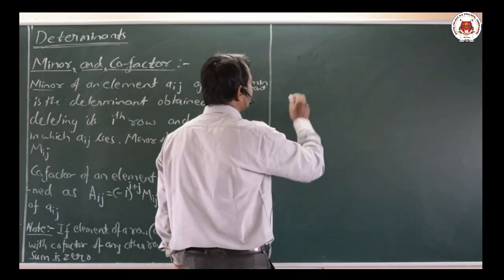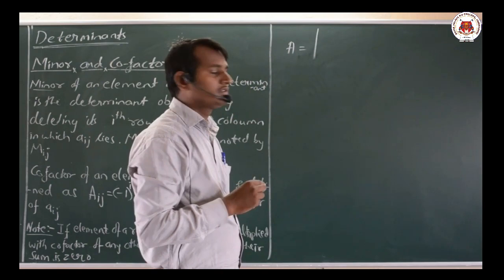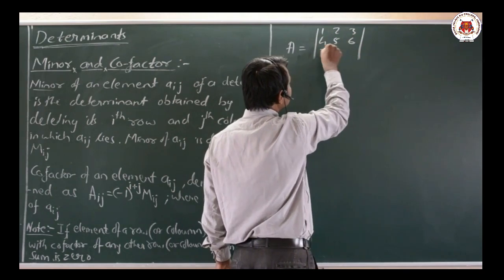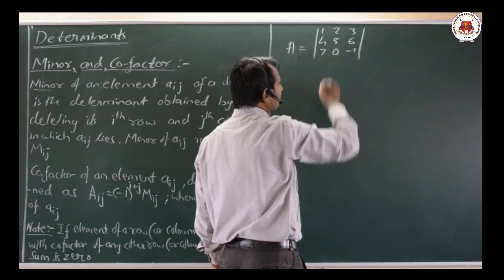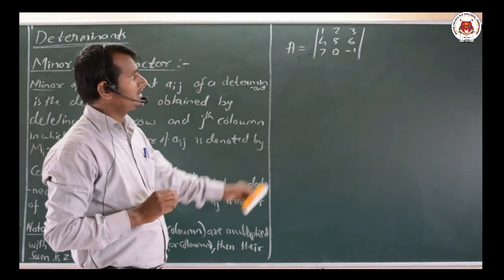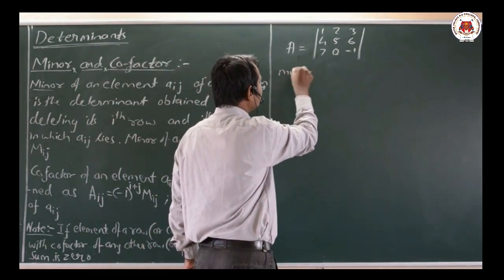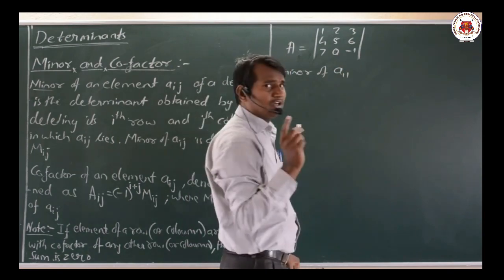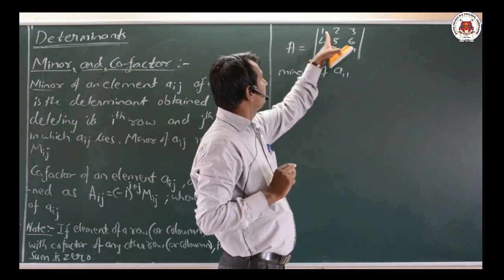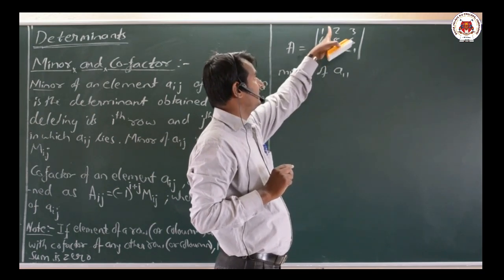Let us take a determinant A equal to 1, 2, 3, 4, 5, 6, 7, 8, minus 1. If we require to find the minor of each and every element, let us start with the minor of A11. A11 implies the first row and the first column, that means the first row, first column element, which is 1 here.